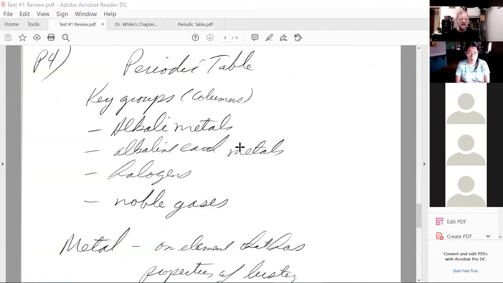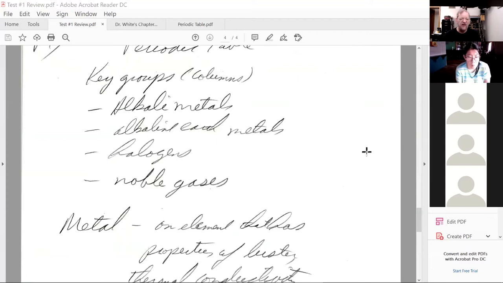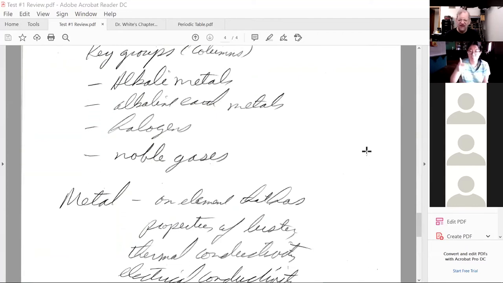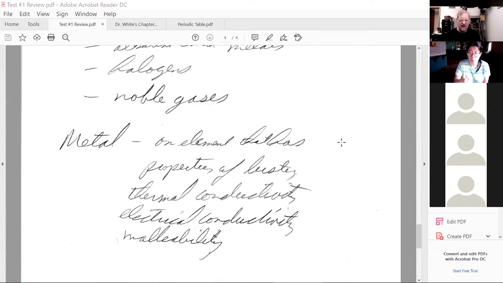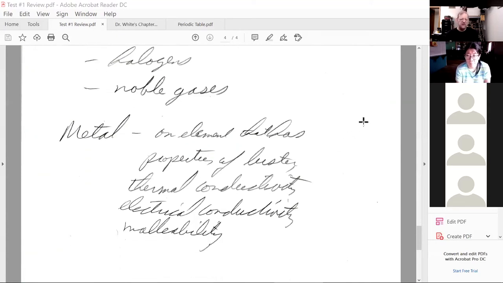All right, everybody, you see the review again? Give me a thumbs up if you can. Thank you. And the last thing on there, you should know what a metal is. It's an element that has the properties of luster, you can shine it up; thermal conductivity, it conducts heat; electroconductivity, you can put electricity through it; and malleable means you can pound on it, make it real thin. And that's test number two, review.